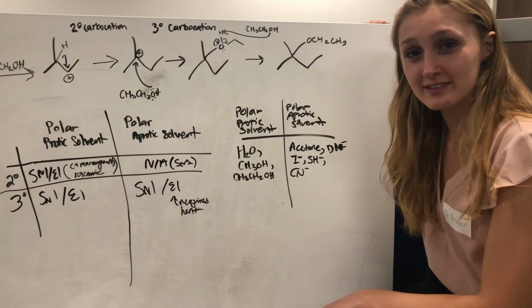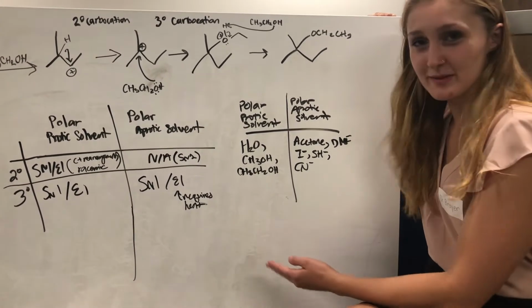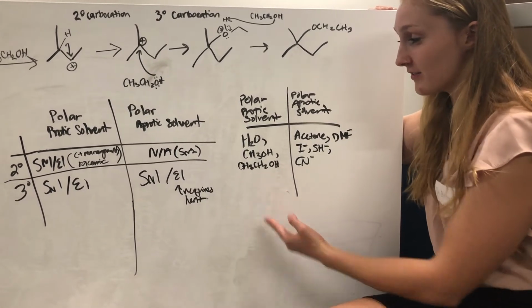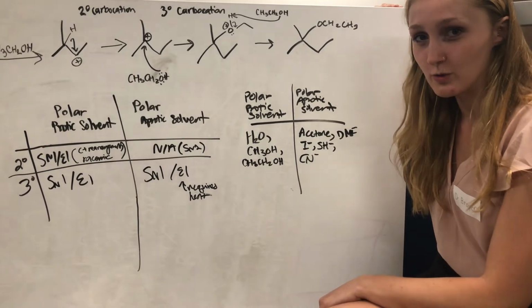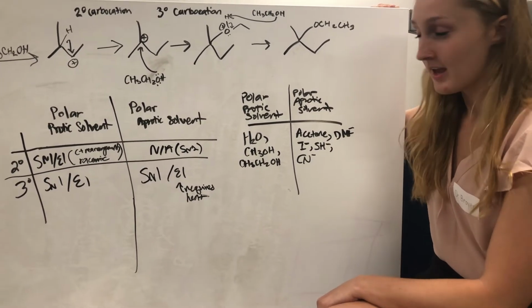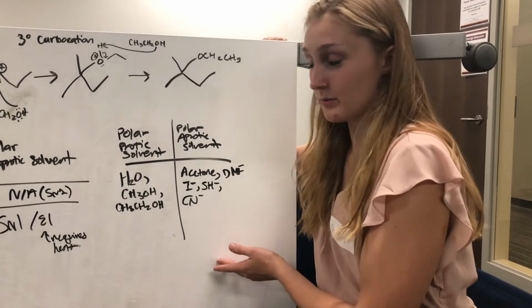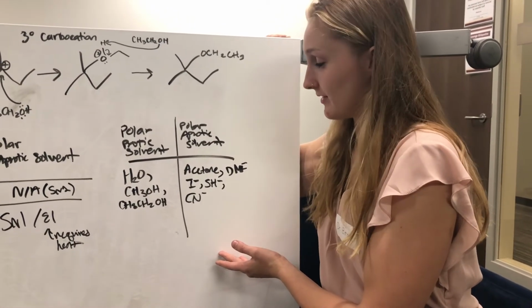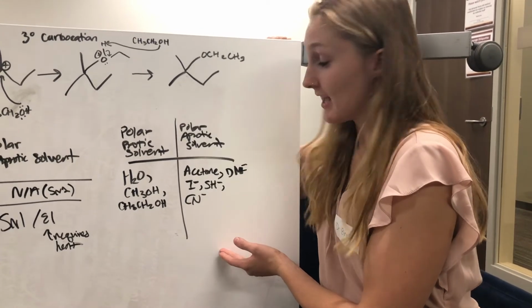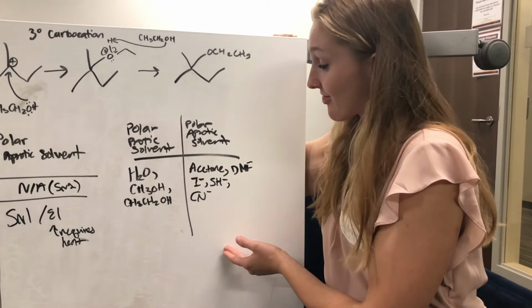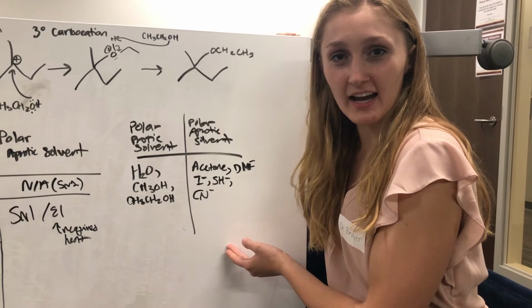I've also made you a second table. Here are some examples of polar protic solvents, such as our friend H2O, our friend methanol, and our really good friend ethanol. And here we have our polar aprotic solvents, such as acetone, DMF, iodide, thiol, and the cyanide ion.